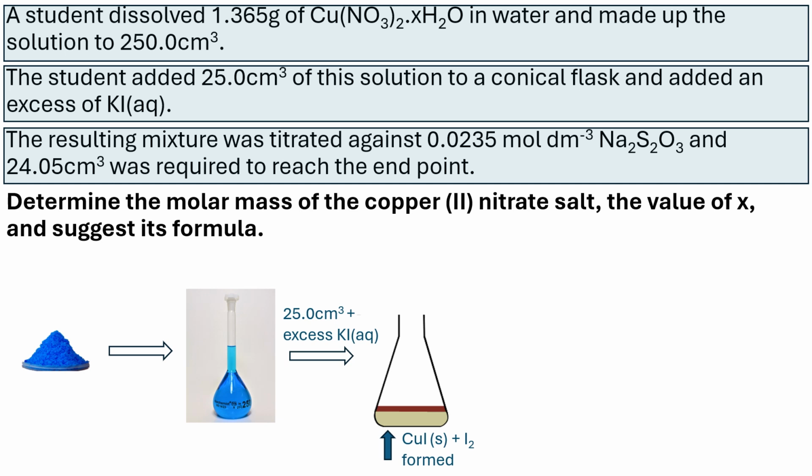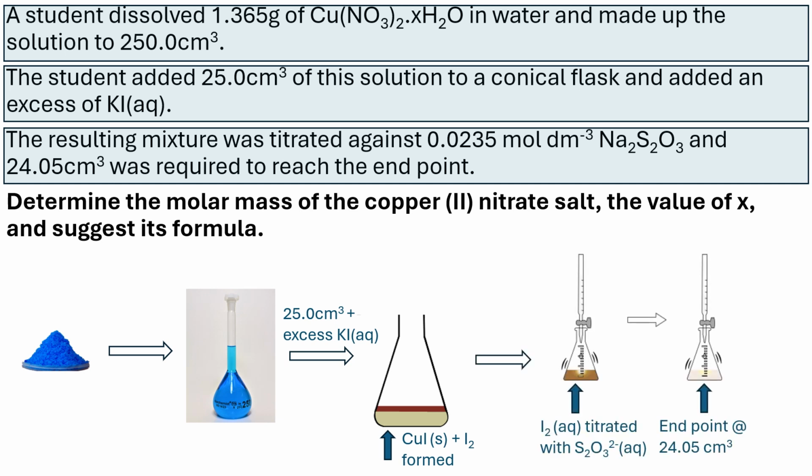Then it says the resulting mixture is titrated against 0.0235 moles per decimeter cubed Na2S2O3, that's your thiosulfate, and 24.05 centimeters cubed was required to reach the endpoint. So we're titrating the iodine with the thiosulfate, and the endpoint is reached once the starch, added towards the endpoint, goes colorless at 24.05 centimeters cubed.